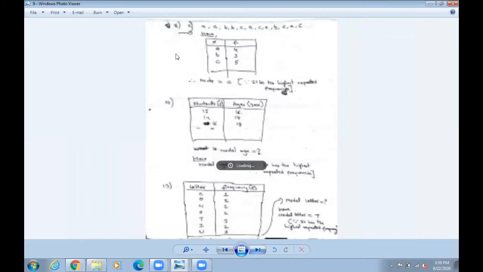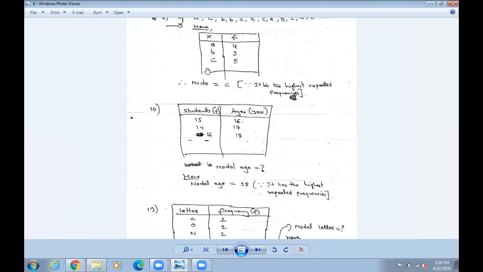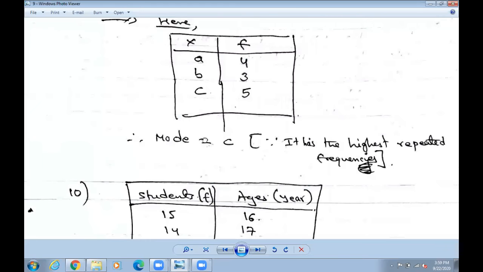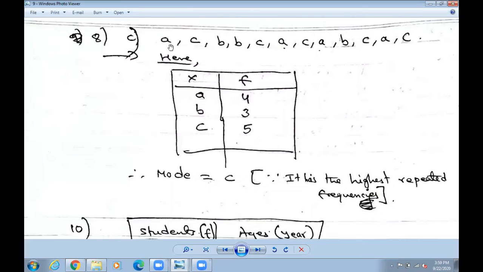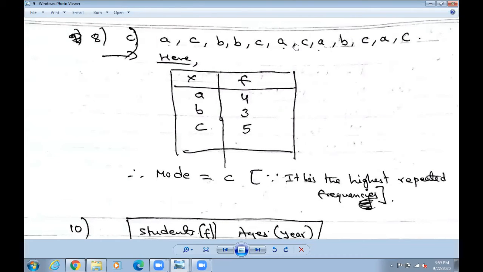Okay, so in question number 8C, let me zoom a little bit. Okay, so here we can see that A, C, B, B, C, A, C, A, B, C, A, C. Okay, so what type of numbers are given over here? So let us arrange them first. Which number is repeated how many times? So let us write down what are the numbers. So let us start from the smallest. Which one is the smallest? A, B, or C? A is the smallest.